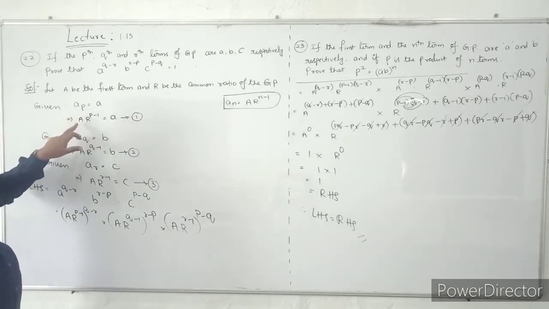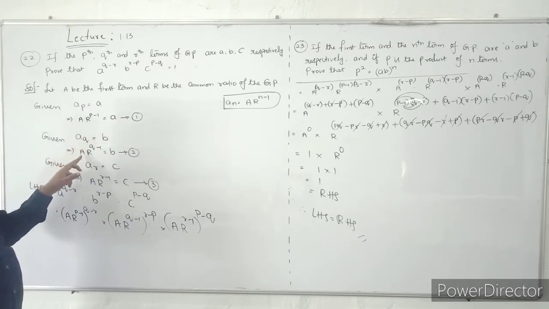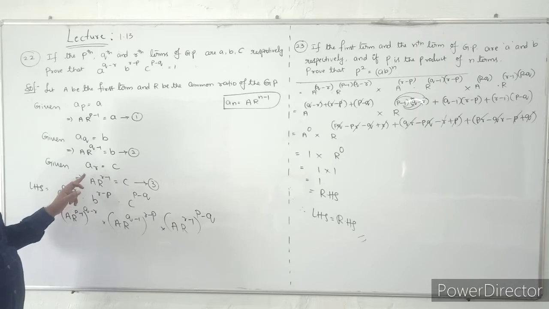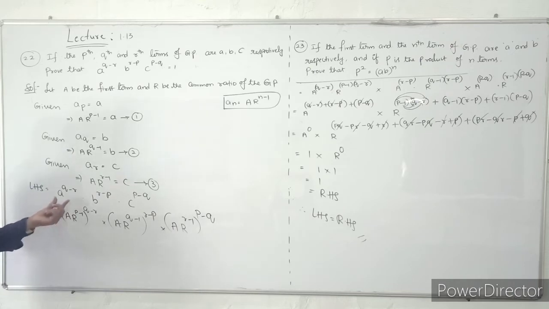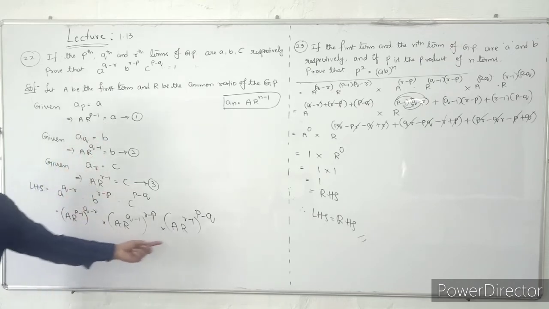So automatically the pth term is nothing but A into R power p minus 1, that is equal to a. What is the qth term? A into R power q minus 1 is equal to b. What is the rth term? A into R power r minus 1 is equal to c. So take the LHS first and replace the a value, b value and c value.